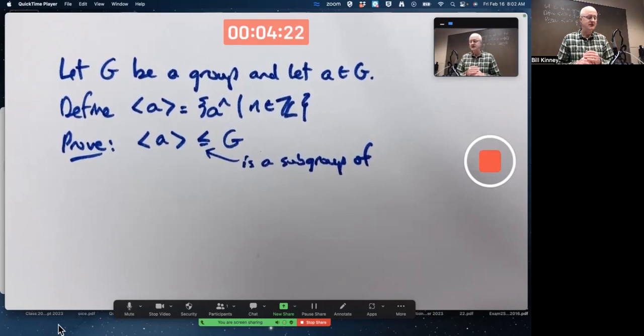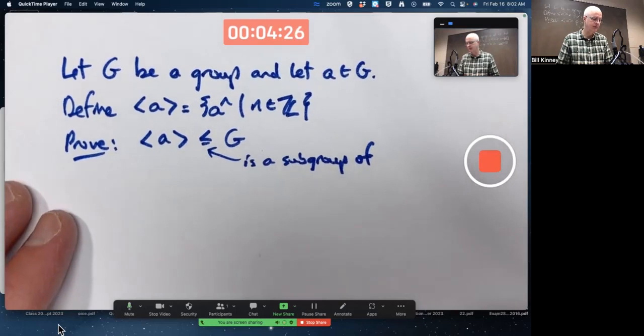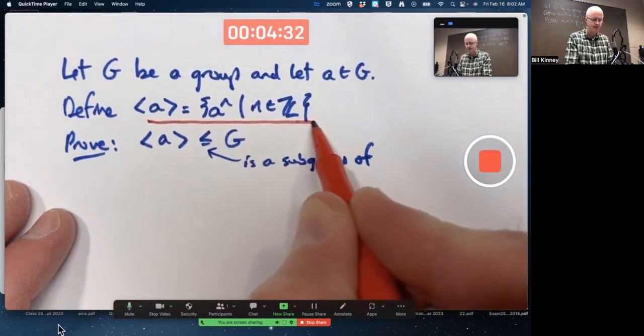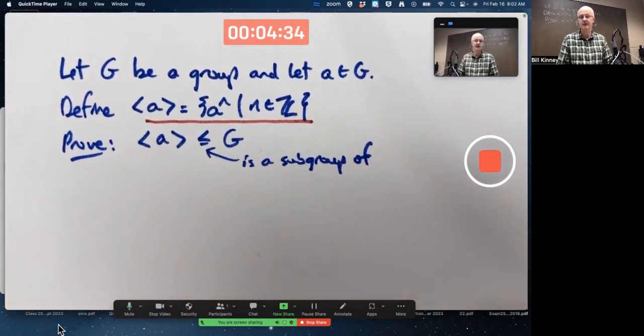So let's get some practice with the subgroup test today. We'll start with this problem. Let G be a group and let A be an element of G. Define this set, the set of all powers of A, as n ranges over the integers.